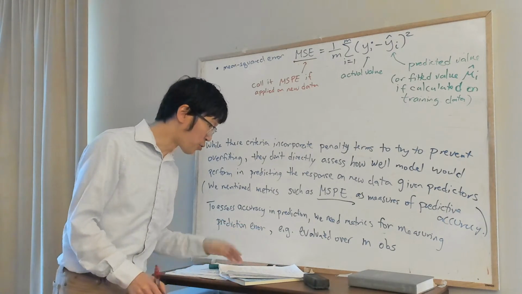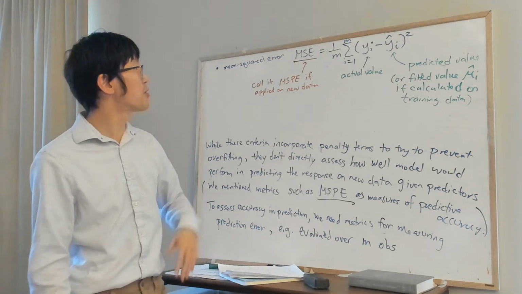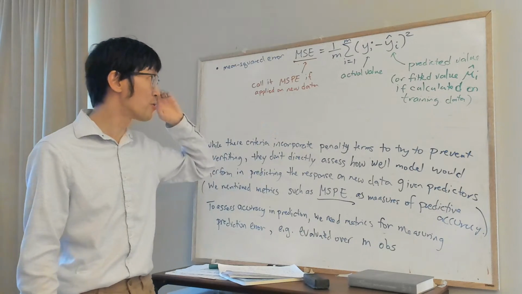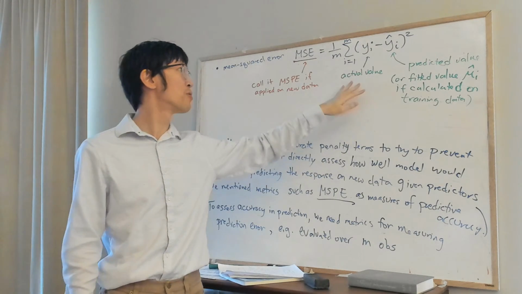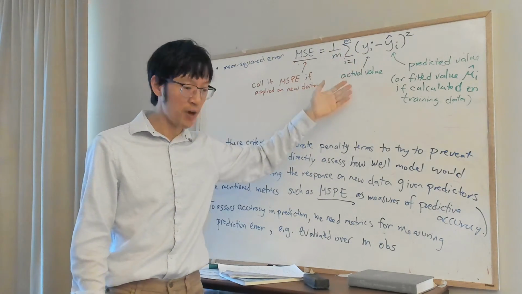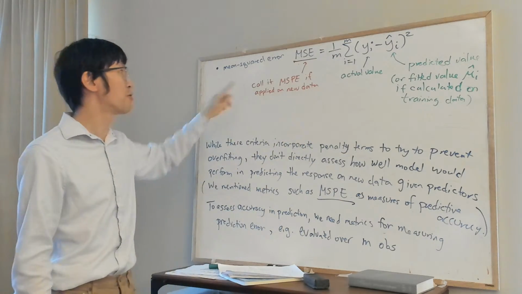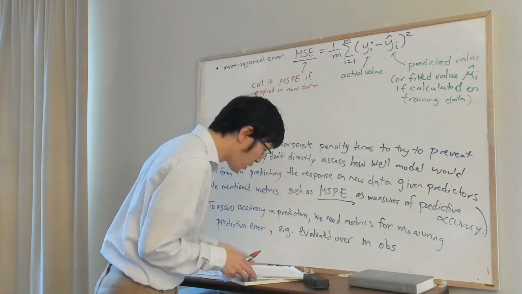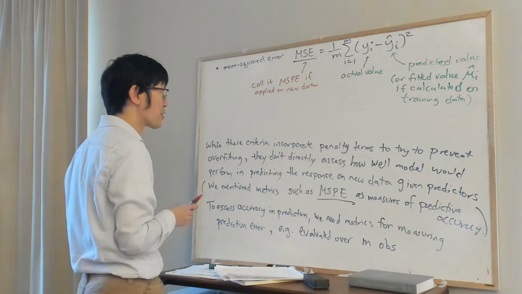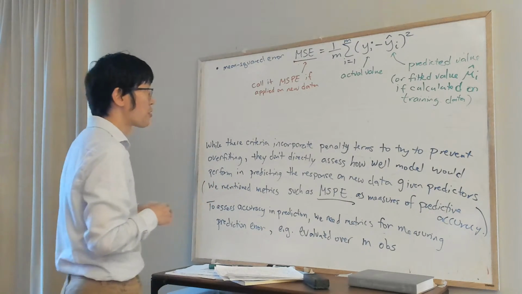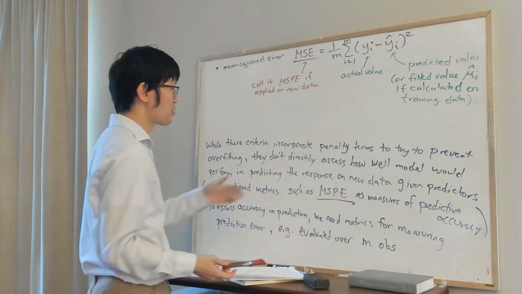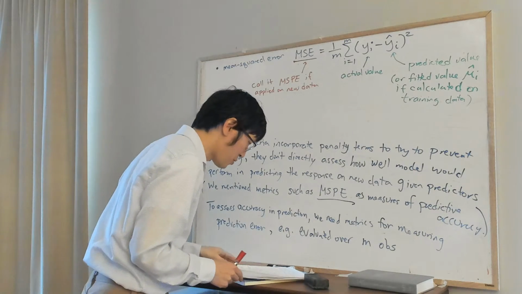So from a prediction point of view, we can view it as a sort of blinded thing. When we're asked to make the prediction, we assume we don't actually have the value, and then we assess it after, when we get to see the value. Once we have that, we can calculate this mean squared error on these new data. That's what we're calling the mean squared prediction error.